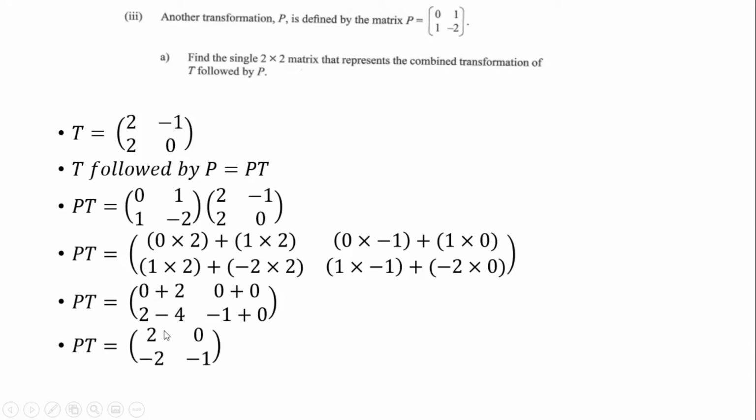So 0 plus 2 is 2, 0 plus 0 is 0, 2 minus 4 is negative 2, and negative 1 plus 0 will give us negative 1. And this is the combined transformation of T followed by P. So this is a 2 by 2 matrix that represents the combined transformation of T followed by P.